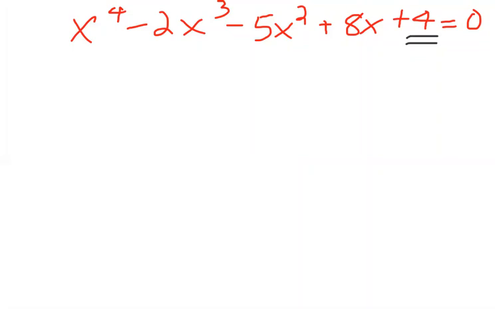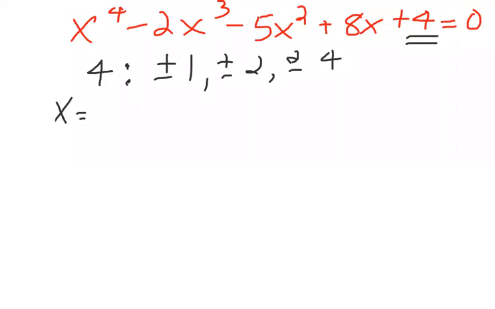Now, the C value, guys, we're going to list the factors of C, plus or minus 1, plus or minus 2, plus or minus 4. Every single value that goes into 4. Now, we're going to test the zeros one at a time. So let's start with x equals 1. If x were to equal 1, we should go into the polynomial, substitute 1 in for every single x value. Does it simplify the problem out?